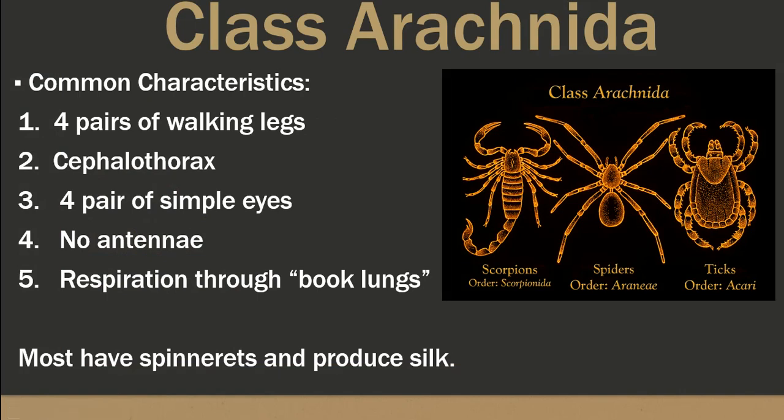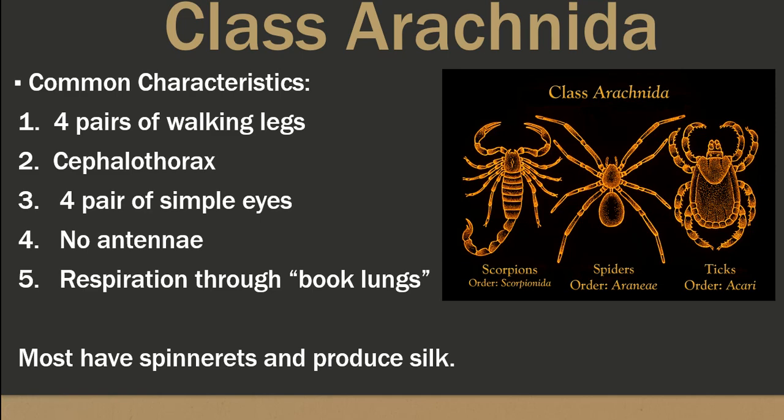They have 4 pair of simple eyes. Remember I told you the spiders had the 8 eyes. We'll look at that a little more. I showed you earlier in this presentation. No antennae, okay, at all. So that's one of the big characteristics right there. You might think that these are antennae, but they're not. That's part of the mouthpieces of the spider.